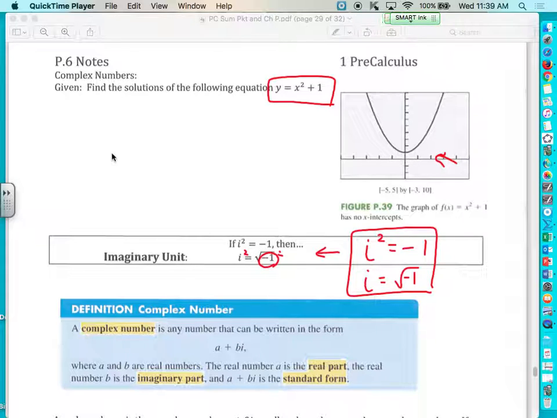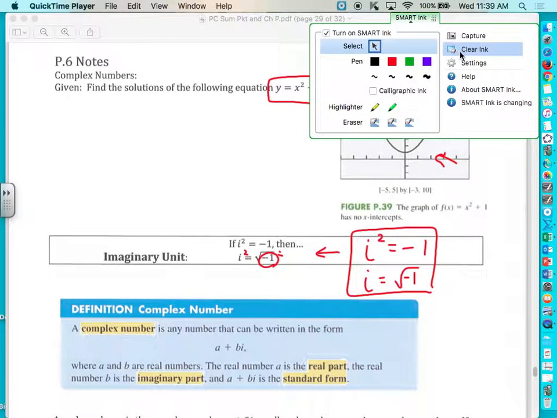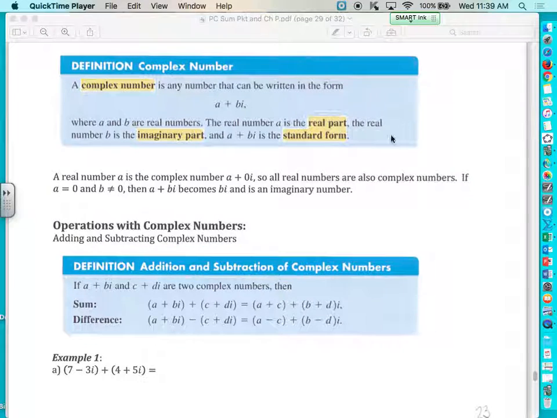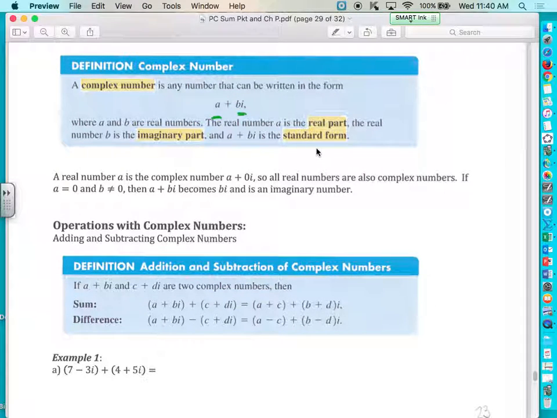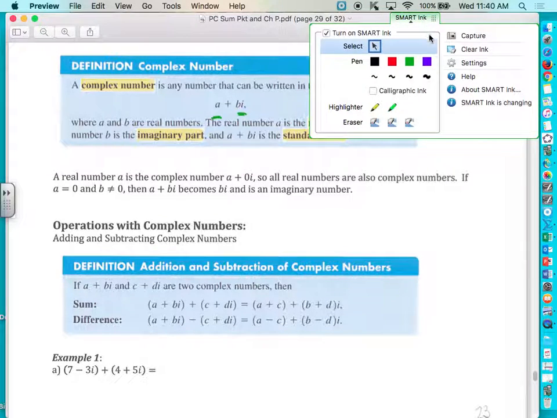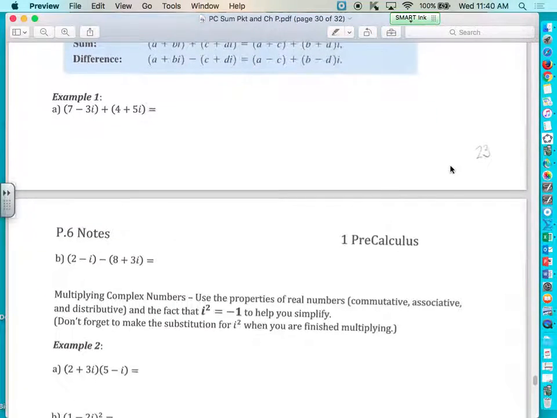So an imaginary number is just a number that has that i in it. Complex numbers are a combination of real numbers and imaginary numbers, so a plus bi. a is the real part, the bi is the imaginary part. And if it's written with the real part first and the imaginary second, that's standard form. Let's see what else we have here. Let's skip down to the examples because I think you remember most of this from the summer packet.